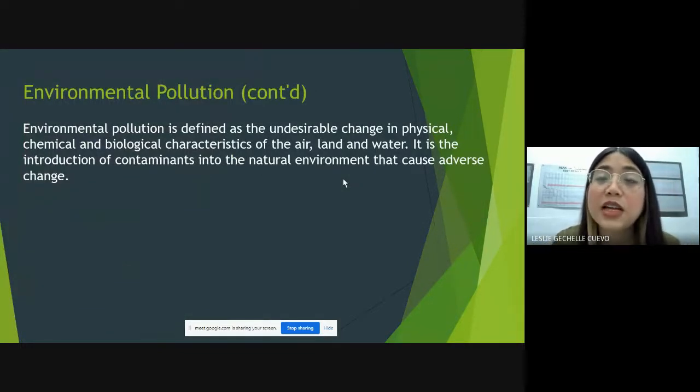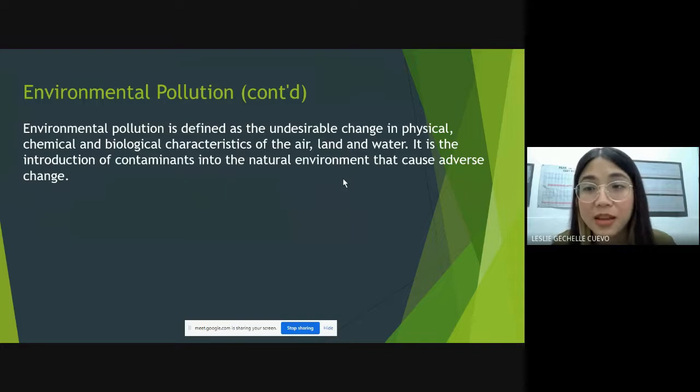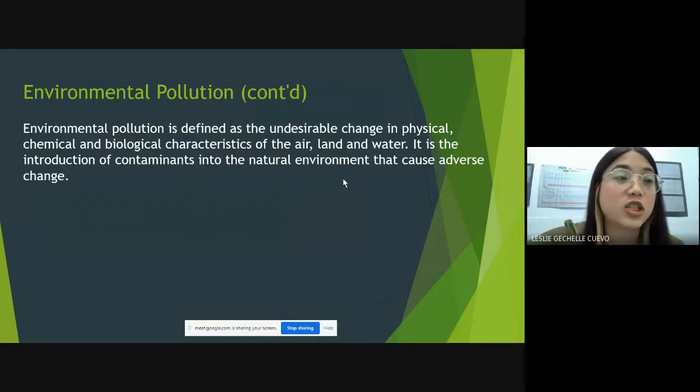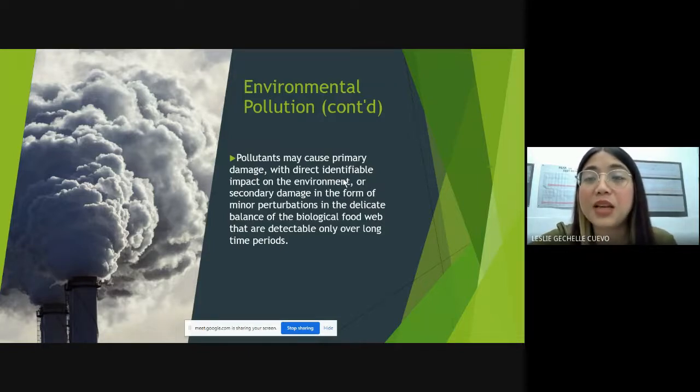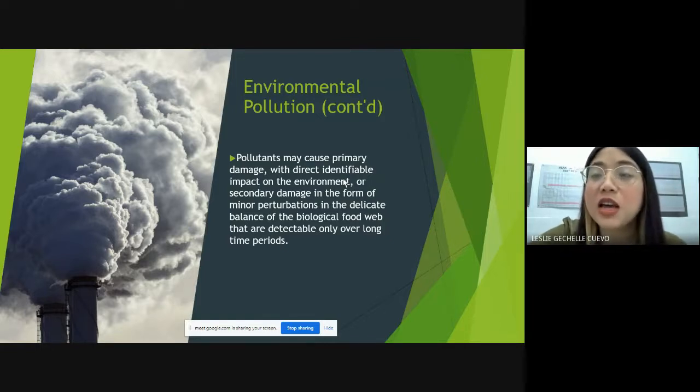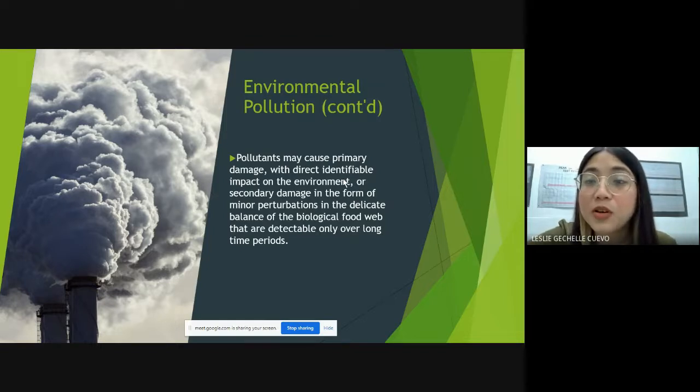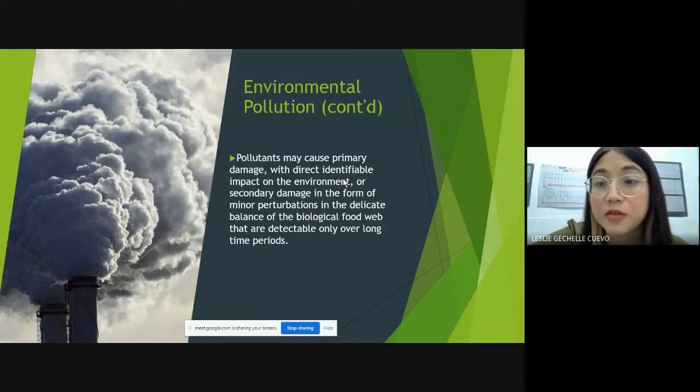Environmental pollution is defined as the undesirable changes in physical, chemical, and biological characteristics of the air, land, and water. It is the introduction of contaminants into the natural environment that cause adverse change. Pollutants may cause primary damage with direct identifiable impact on the environment or secondary damage in the form of minor perturbations in the delicate balance of the biological food web that are detectable only over long time periods.